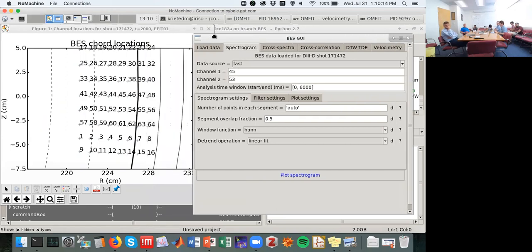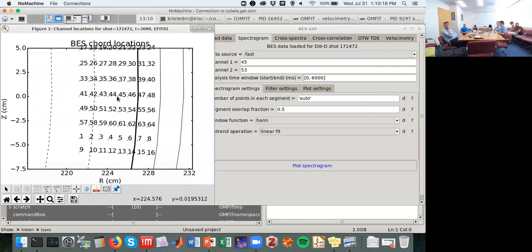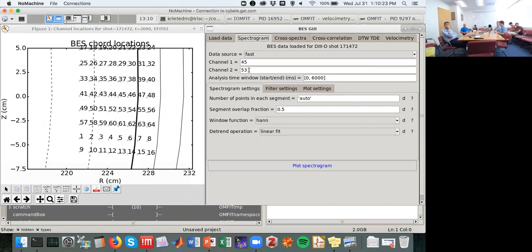So, for example, we'll pick channel 45. Channel 45 is near the midplane, and it's about 2 centimeters inside the separatrix. So if we want to see what the turbulence looks like, type in channel 45 for both channel 1 and channel 2, because it can do both auto and cross spectrograms. So that's kind of a detail. And there's a few settings here. These defaults are good for the vast majority of analyses that you care about, and you would very rarely have to fiddle with these.